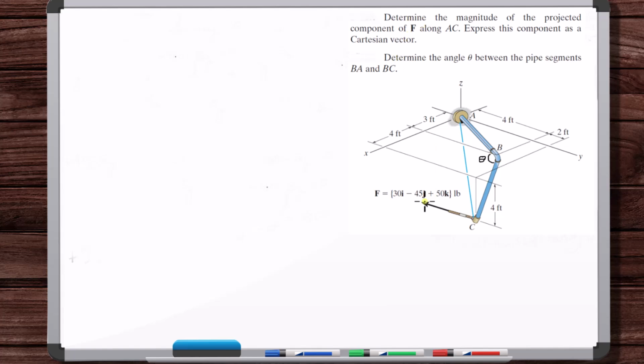Let's first get the component of F in this direction. So we need the unit vector in direction CA. To do that, we need to start by getting the position vector r_CA. In the x direction, we've got positive 7, so it's minus 7 i hat. And then the y direction, plus 6, so minus 6 j hat. And then z, it's minus 4.